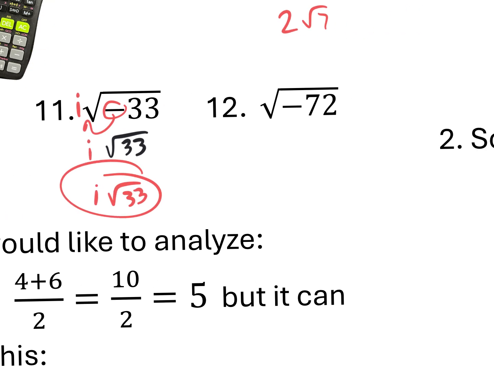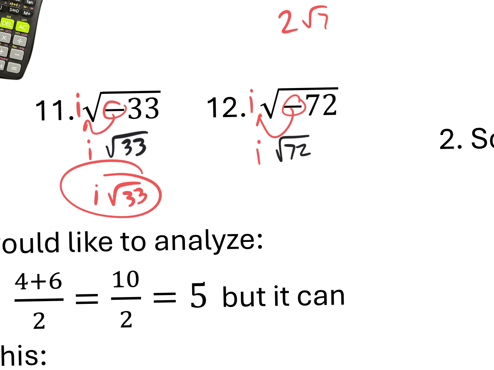Moving on, number 12, you're going to take that negative sign and move it out. Put the i out there. You're going to have i times the square root of positive 72 now, and now the calculator could do that. But if you want to do it by hand, you could do that as well. 72 is not a perfect square number.